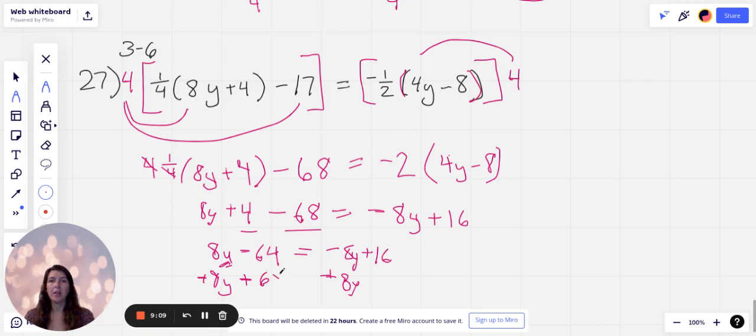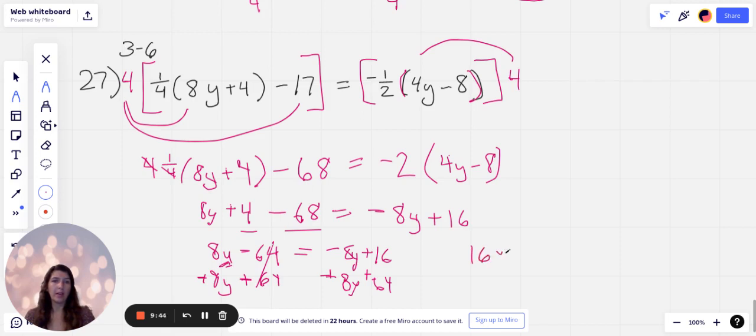Okay, so then I will get, I'm sorry guys, I'm just going to talk. So then I'll get 16y equals 80. So if you work this out, the 64's cross out, so I get 8y plus 8y is 16y. And then on the other side, I'll get 16 plus 64, so that's 80. So I get 16y equals 80.